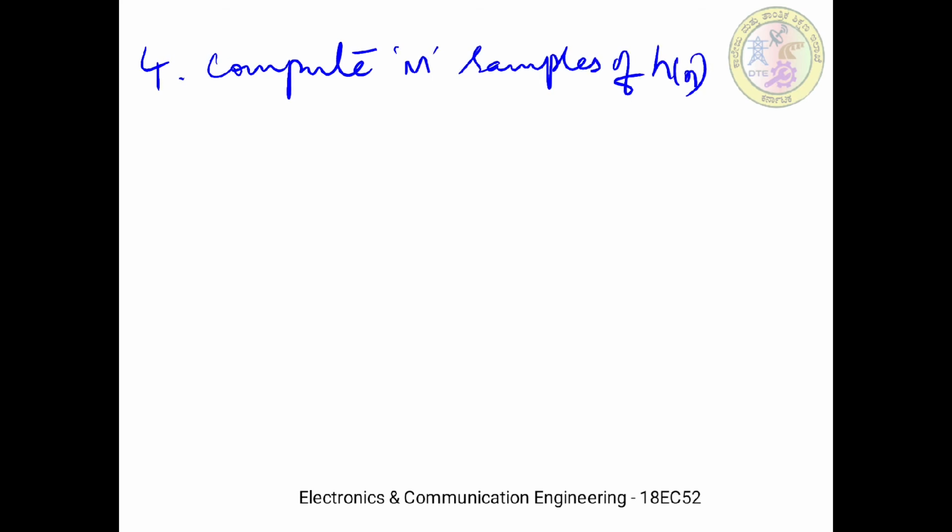Okay, so the next step will be we have to compute the M samples of h of n using the following equations. When computing h of n, we need to observe whether M is odd or M is even.